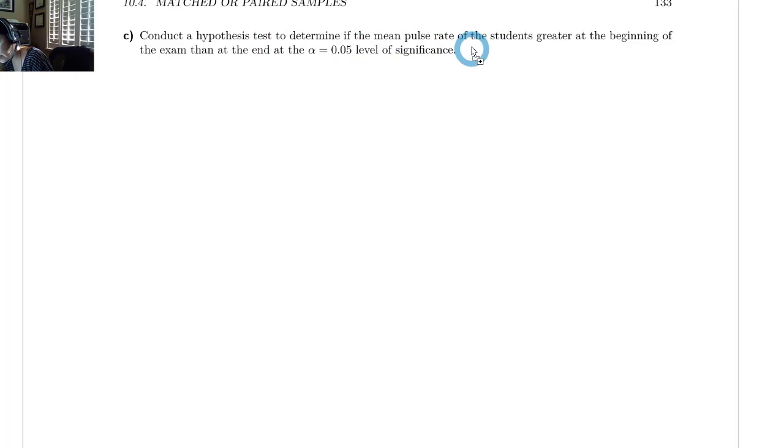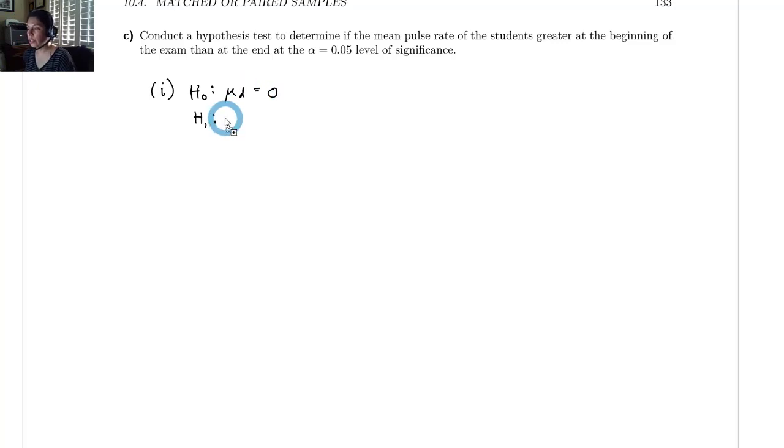Okay, so now let's scroll down to the next page and conduct a hypothesis test to determine if the mean pulse rate of the students is greater at the beginning. So maybe they were really nervous and had anxiety in the beginning, and then after it was done, they walked out, like, yay, I did it, it's done. So let's go ahead and start that 5-step process. The first one is to identify the hypothesis.